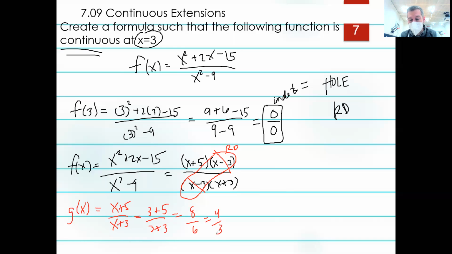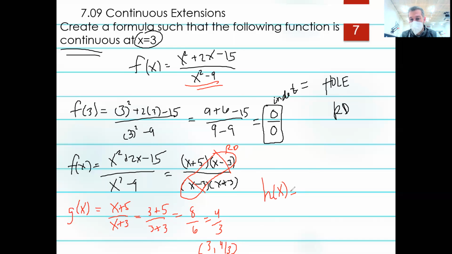Now, this tells me the location of that hole. So we had a hole here, but now we actually know the location. That location is at 3 and then 4/3. So what that tells me is we have this brand new function, this new formula to define the function, but making it continuous. Let's give it a brand new name, h of x.